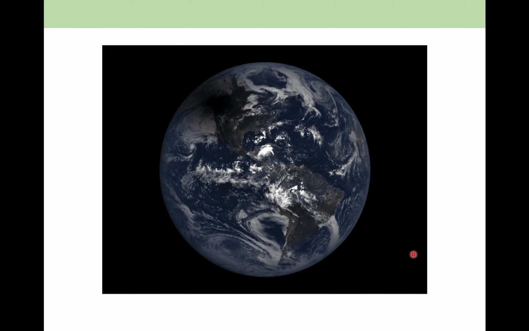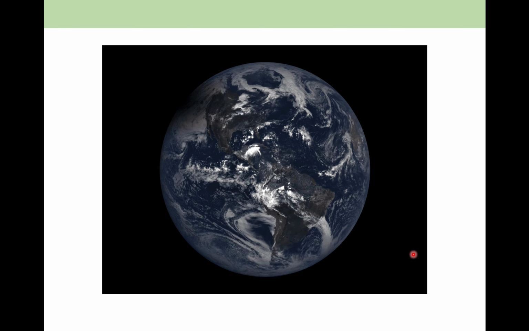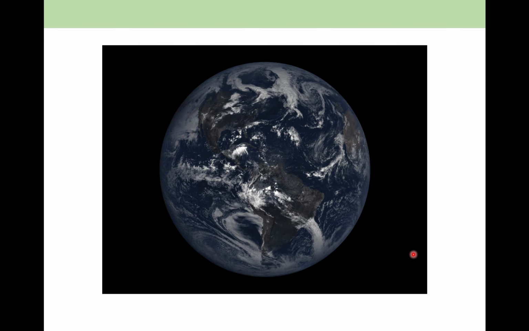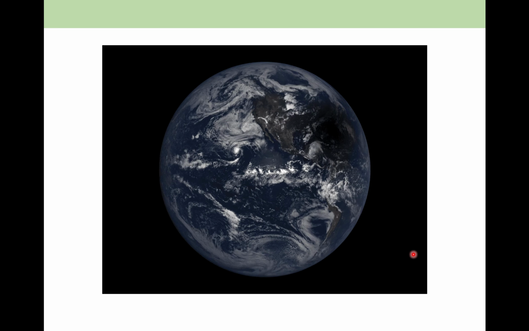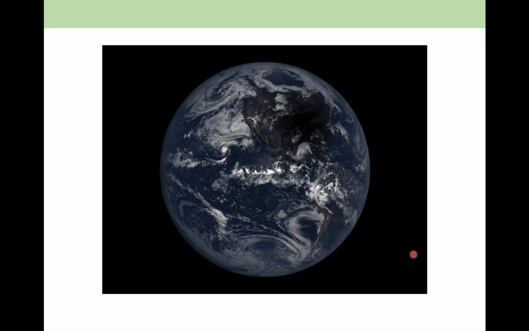So here is a GIF from NASA showing a solar eclipse from satellite images. So you can actually see the shadow of the moon on the earth. You can actually see that path of totality and that shadow that the moon made on the earth.